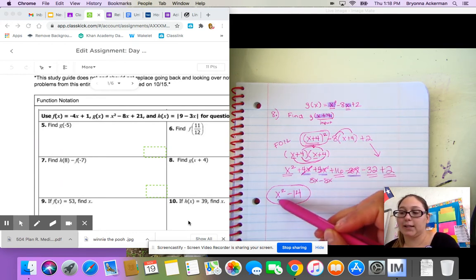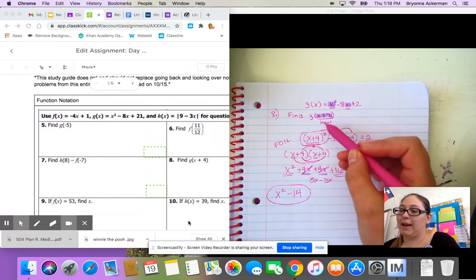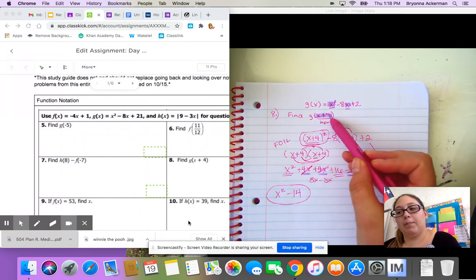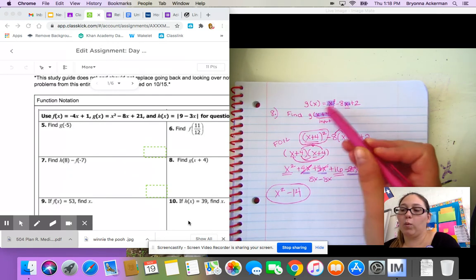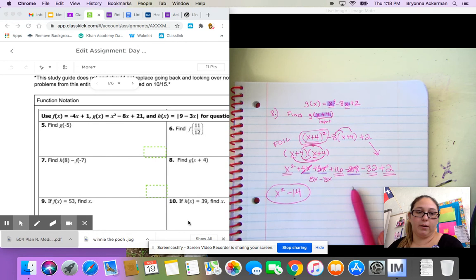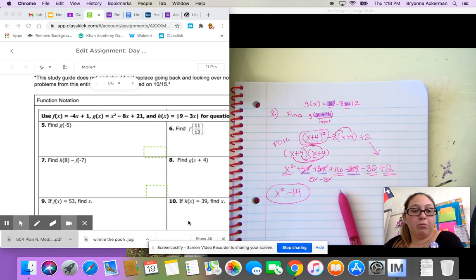We still have x in the answer because we inputted another x. It's good to remember that if we're inputting something that has x in it, in for x, we're still going to have x in our answer, okay? So just refresh on this because this is on tomorrow's test.